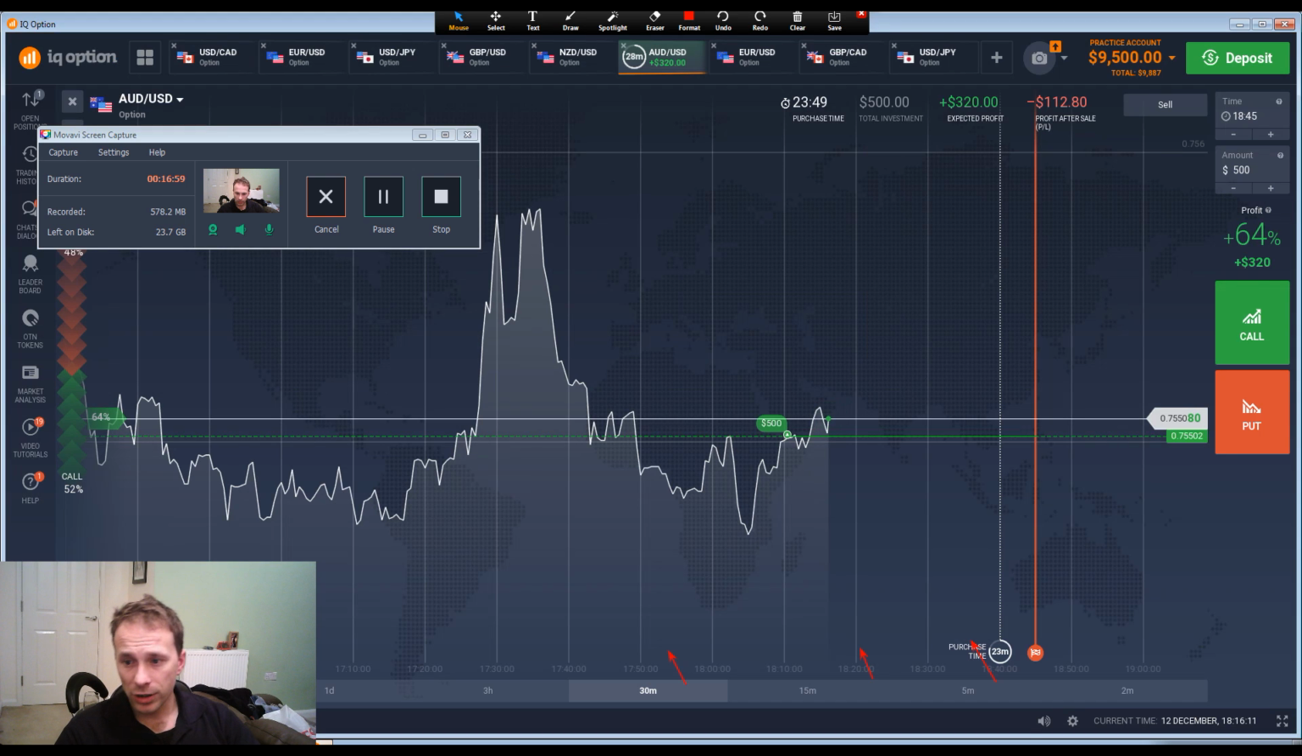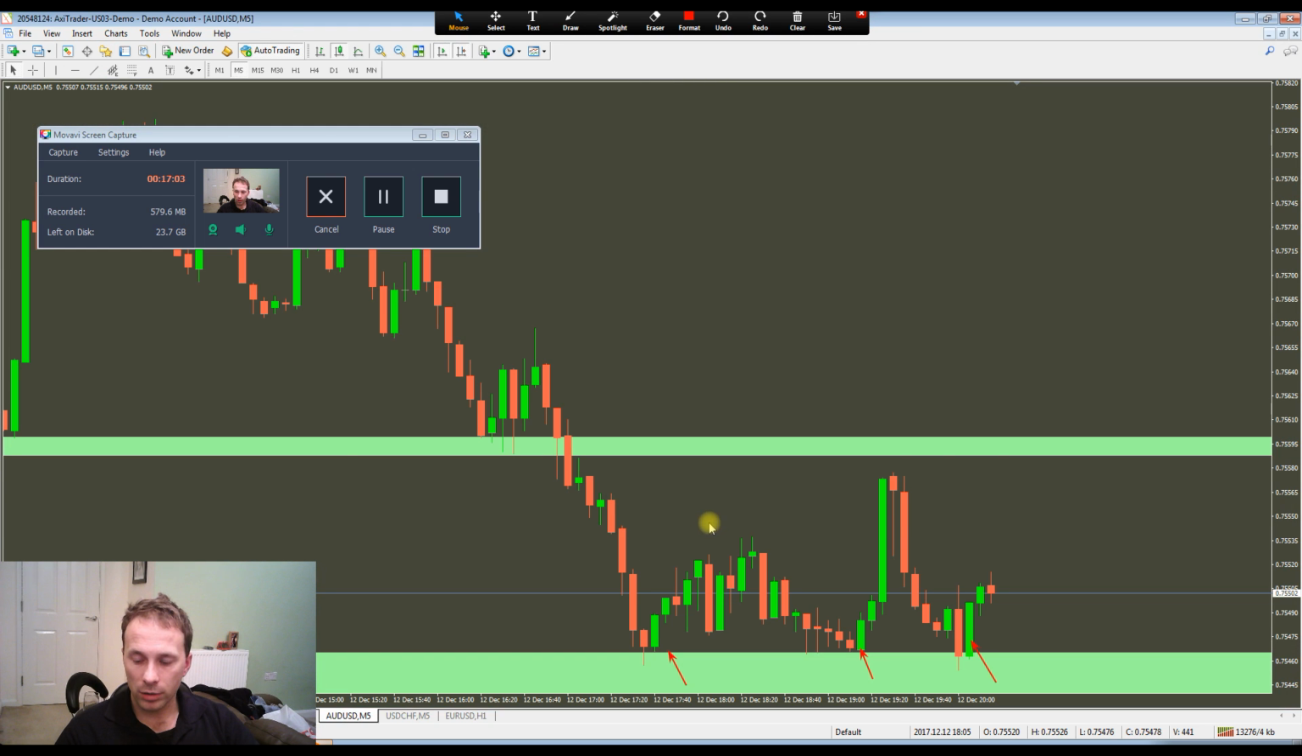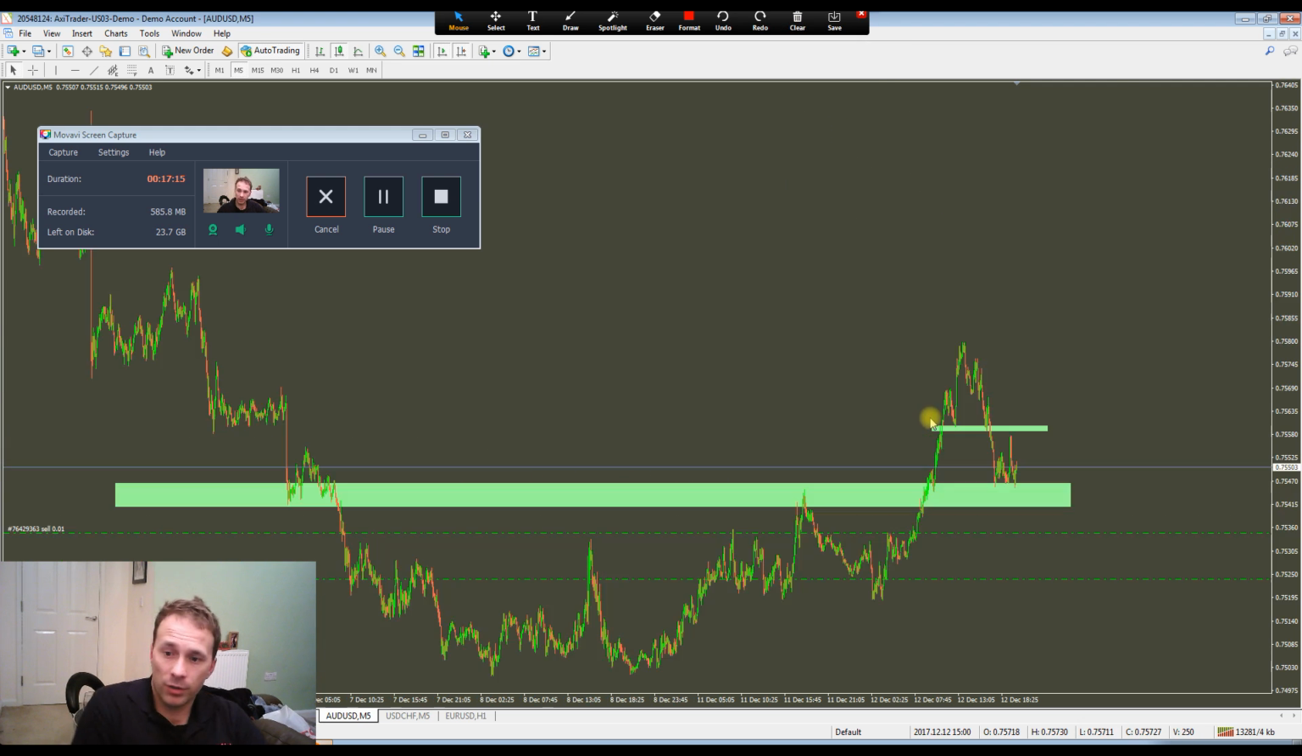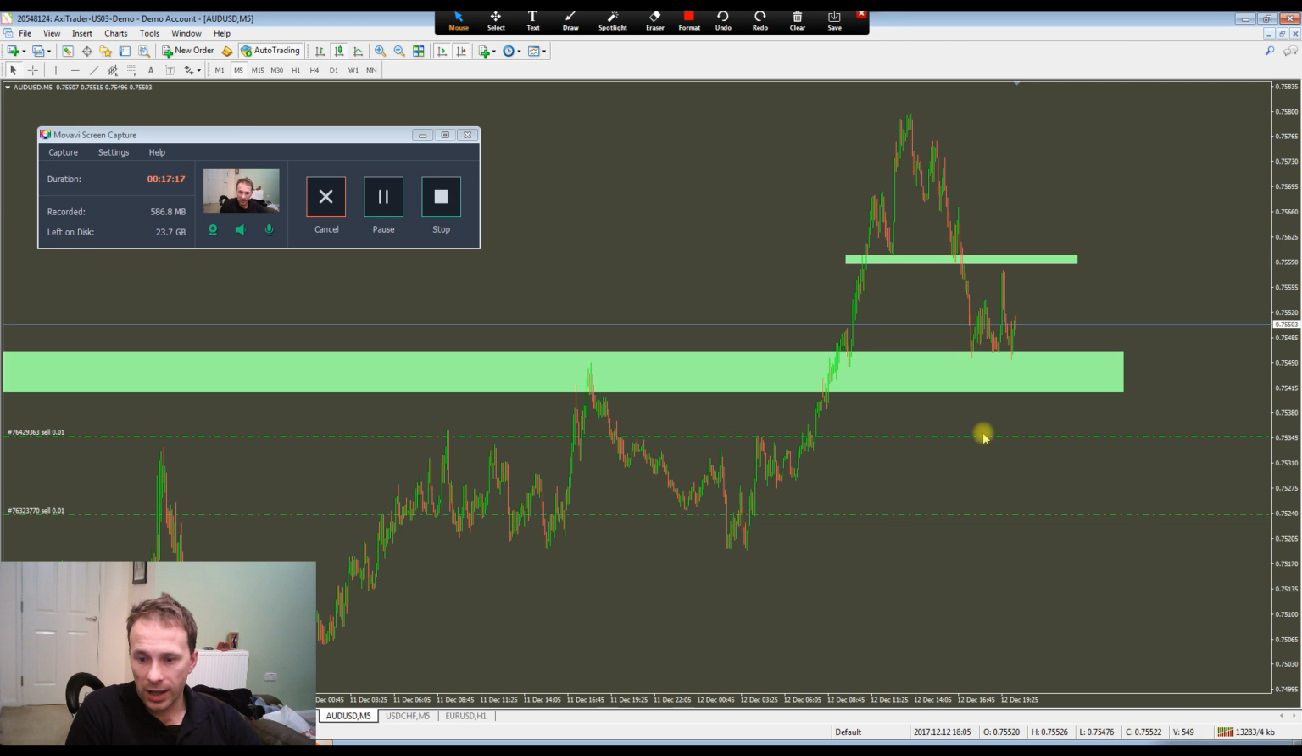Again, I'm not using any indicators at the minute to get into a trade. I'm using pure price action. So we can see there that is a nice key level.